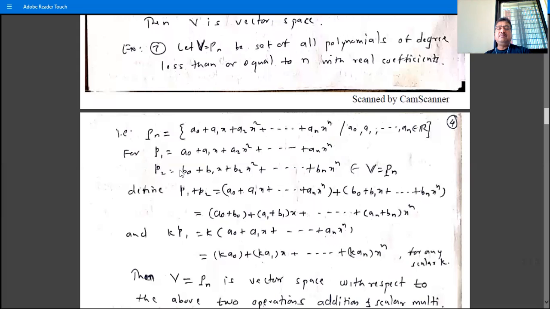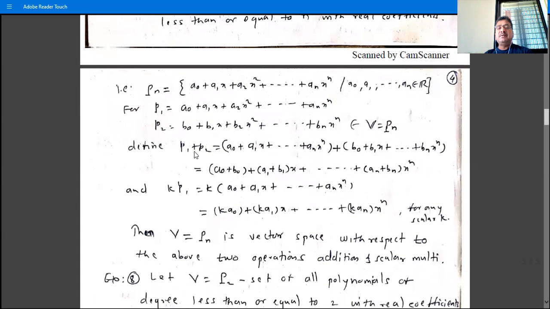For P1 and P2, take P1 as a naught plus a1x plus a2x squared plus dash an x^n, and P2, or write P(x) and Q(x) instead of P1 and P2, as b naught plus b1x plus b2x squared plus dash bn x raised to n, both belonging to V, or Pn. These are the two elements. Define their addition P1 plus P2 as a naught plus b naught plus a1 plus b1 x plus dash an plus bn x raised to n. This is the addition of these two polynomials.